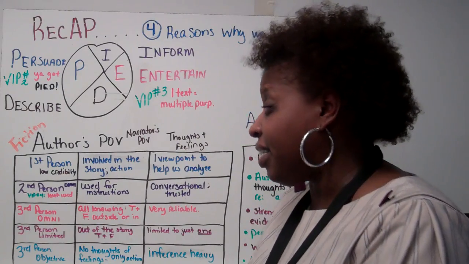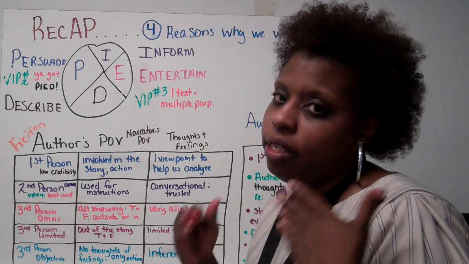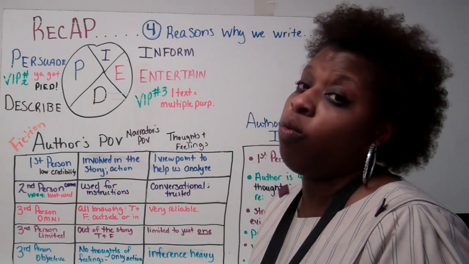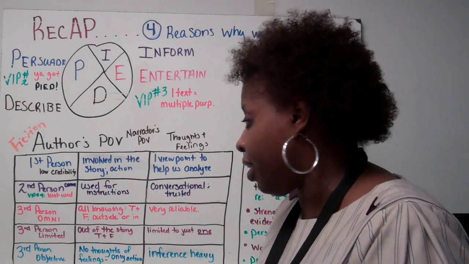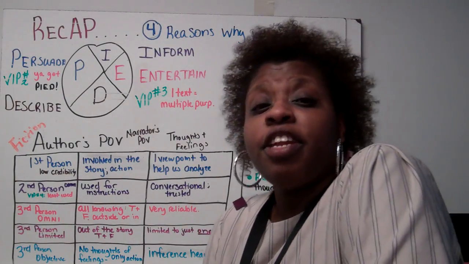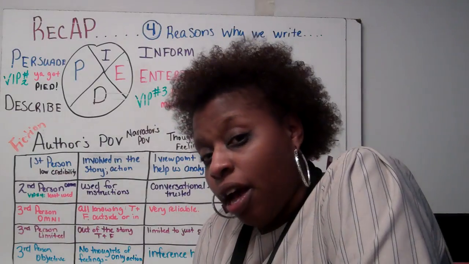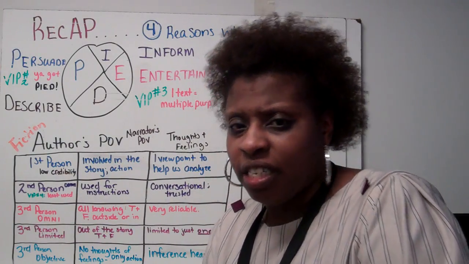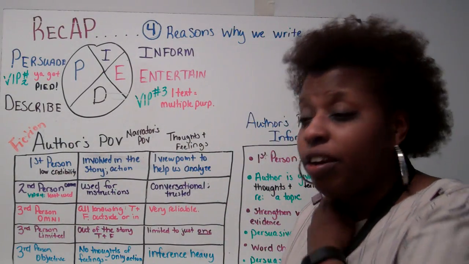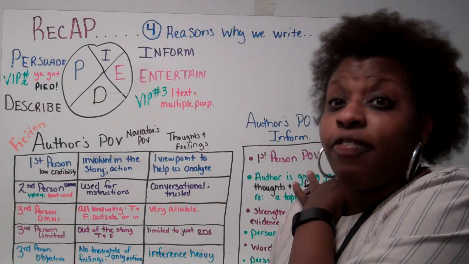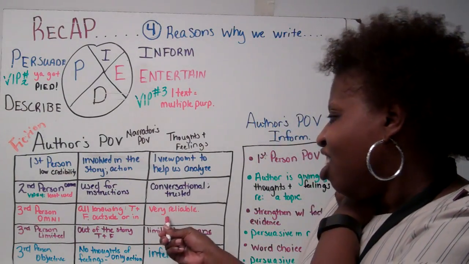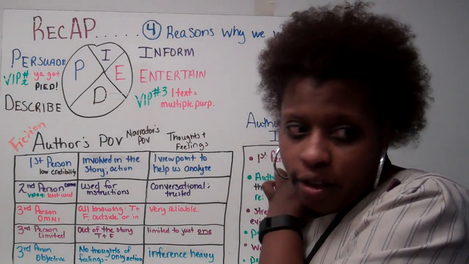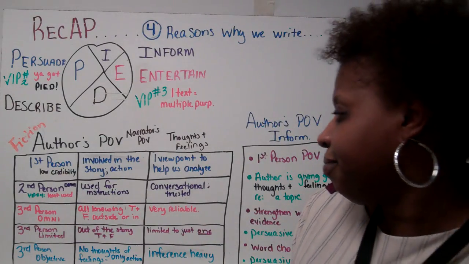Third person omniscient is probably the best point of view you can look at when you're reading a piece of fiction writing. Why? Because the narrator knows everything about everybody. They know the thoughts and feelings of every character, and they know the thoughts and feelings, of course, of themselves. So it's very, very reliable.